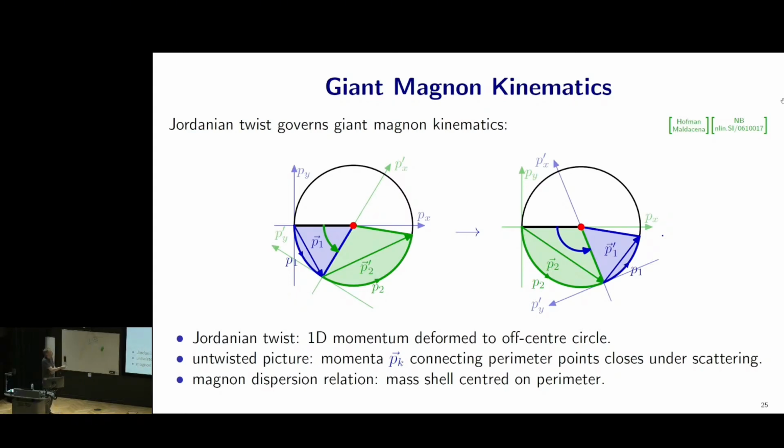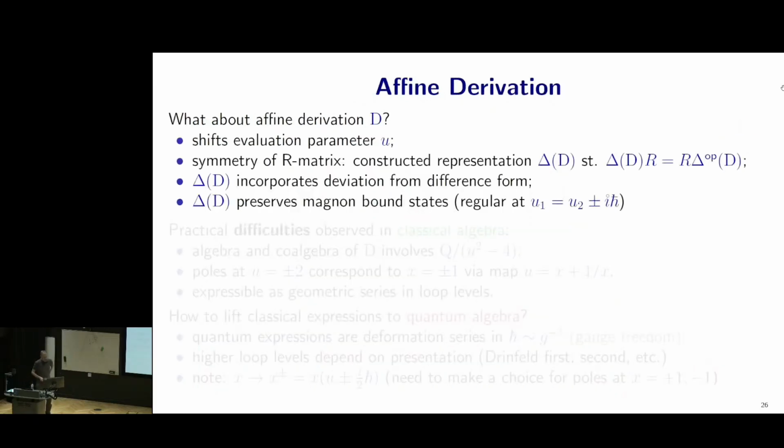And maybe also, what's interesting is that here you do have a proper mass shell relation. However, the mass shell relation is not centered at the center of the circle, but rather at the perimeter of the circle. So magnons at this position here have the lowest energy, whereas the energy rises until this maximum here at p equals pi, and then it reduces back to its usual form. That is precisely the Magnon dispersion relation that you have. I don't really have time to mention the affine derivation.